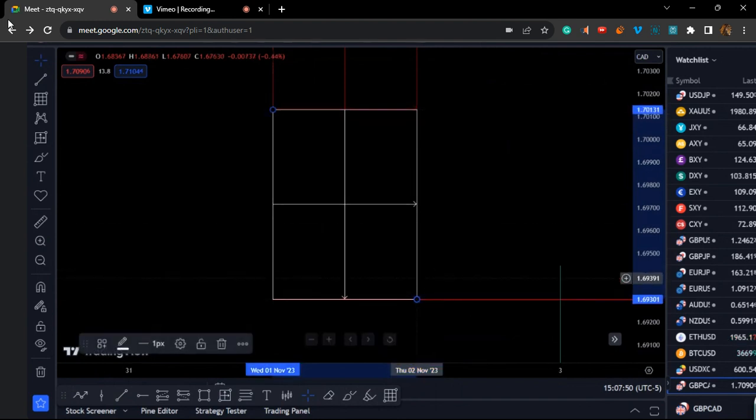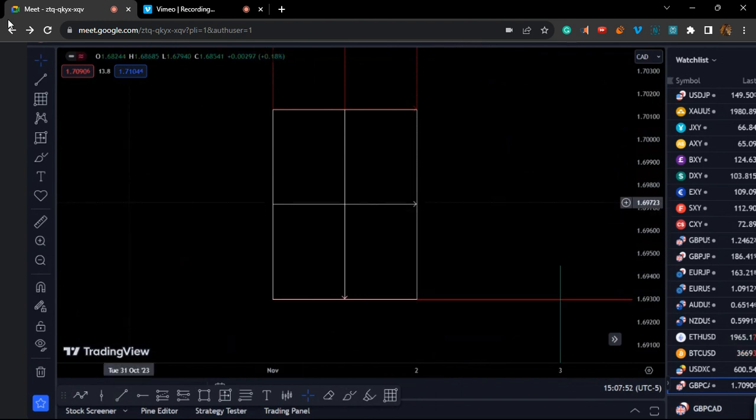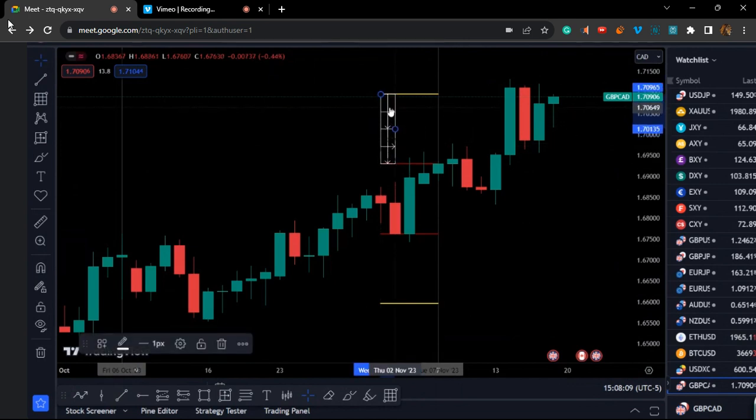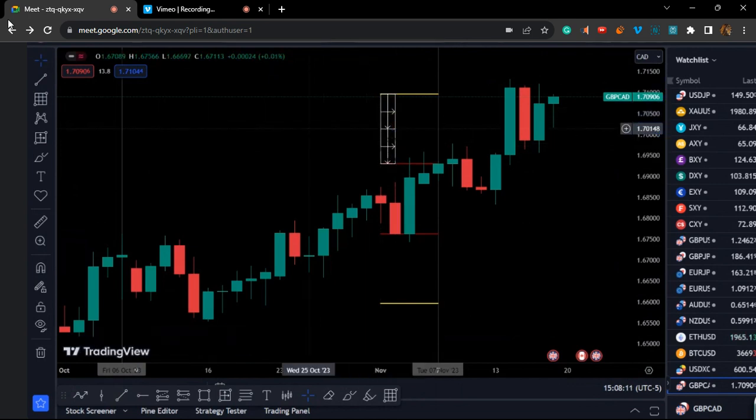Okay, cool. Now clone that box and put it at the top of the red box as well. We're just trying to find the 50%. So just clone it and drag it to the top. Exactly. Cool. Now get the trend line.